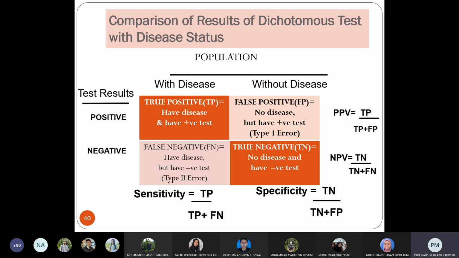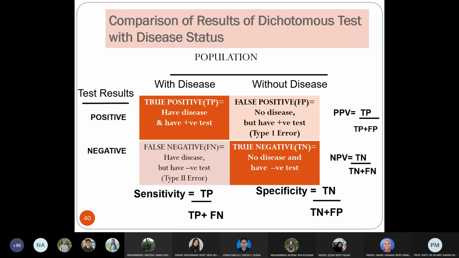Using our tools, you can also measure what is called the predictive values, PPV and NPV: positive predictive value and negative predictive value. Positive predictive value is true positive divided by true positive plus false positive. And the negative predictive value of your instrument is the number of true negative divided by true negative plus false negative.